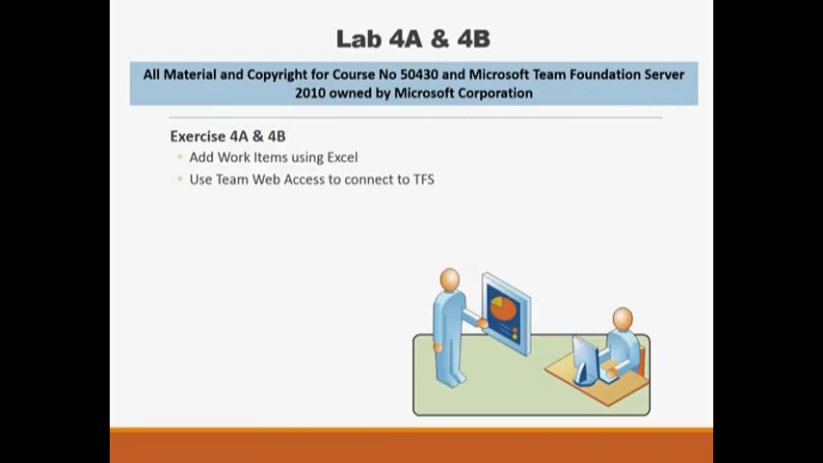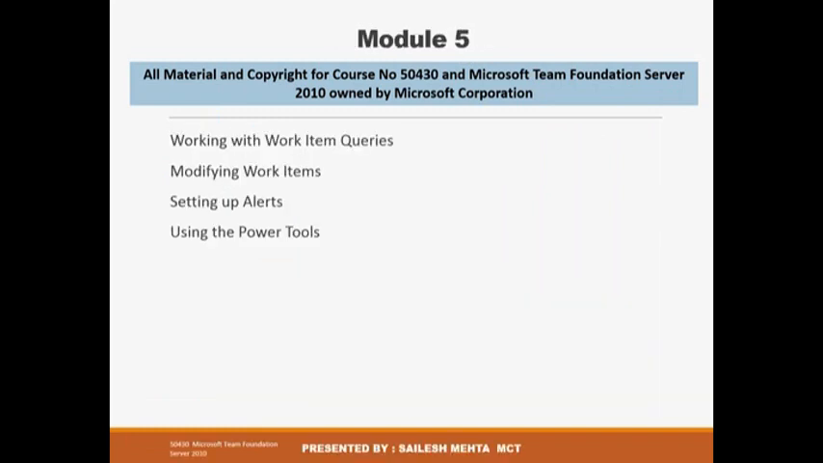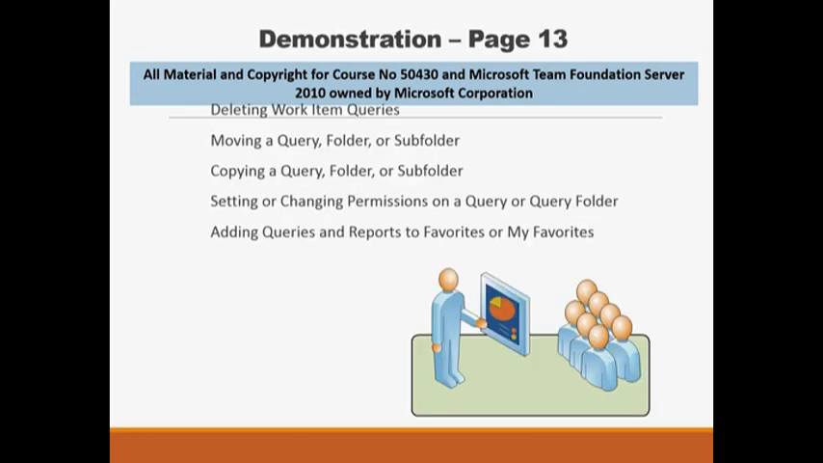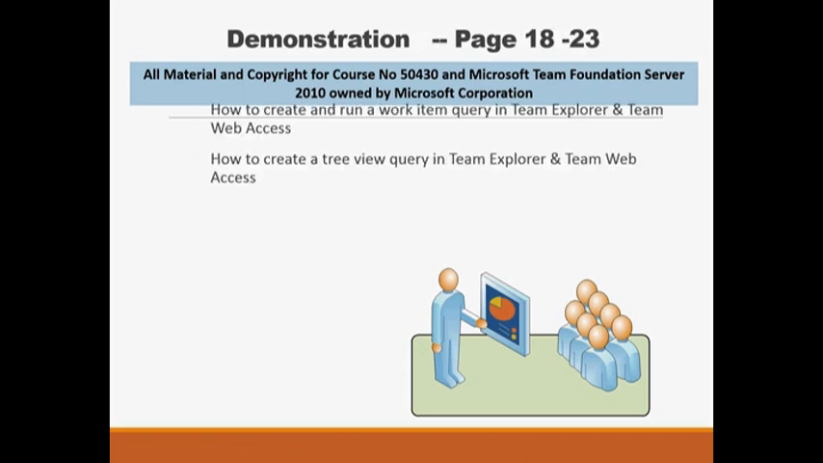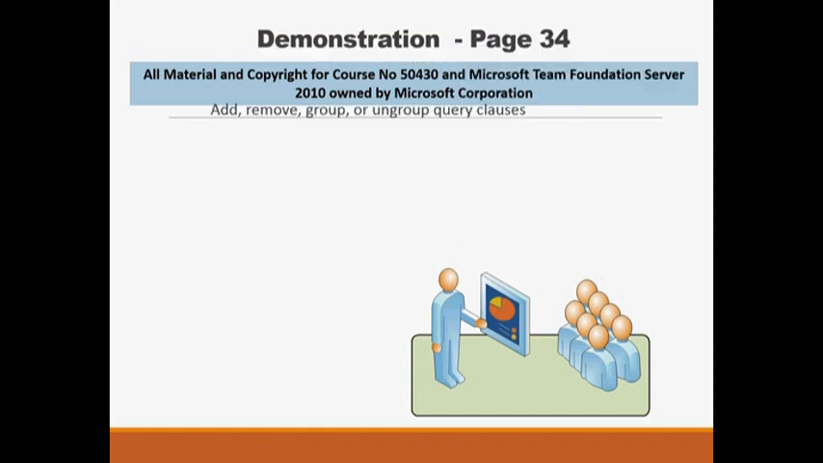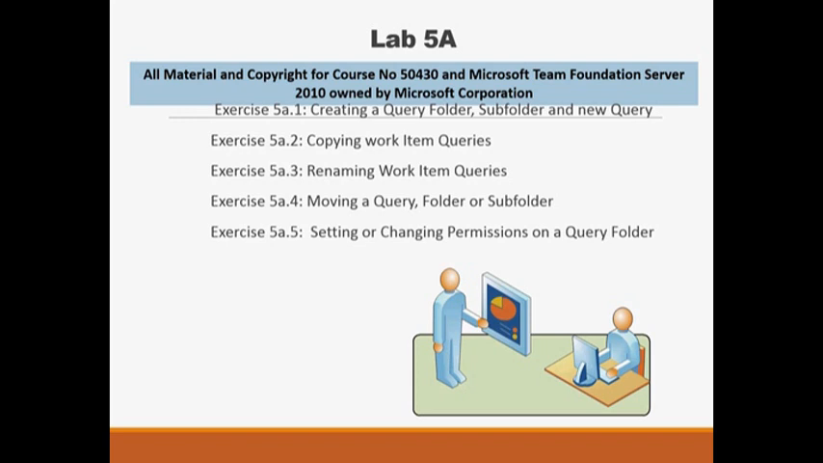This is a screenshot of TFS Web Access, and as you can see, it supports queries, source control, build, reports, project portal, process guidance. We'll show you how to use this. We'll also show you how to use Excel to access a TFS collection as shown in the picture. This is the Team Explorer. We'll explain to you how to use it. And in lab 4, we'll be showing you how to add work items using Excel and using Team Web Access to connect to TFS.